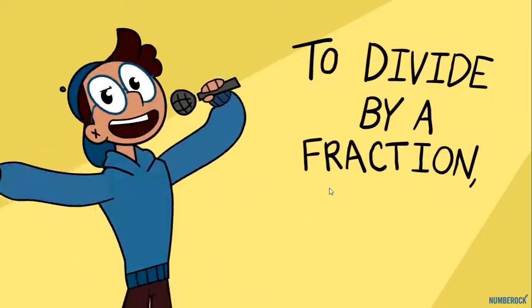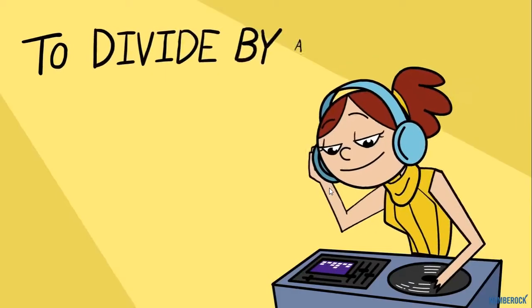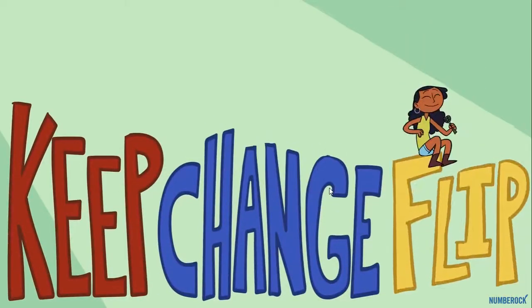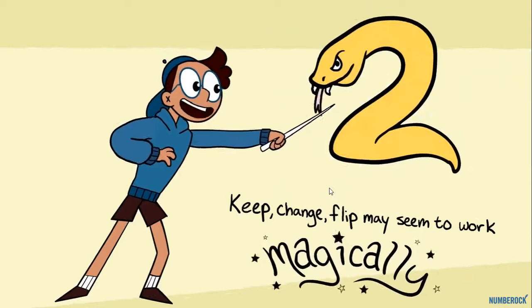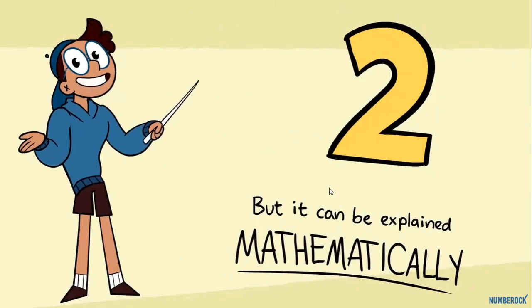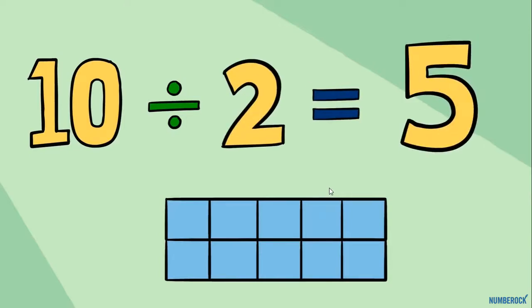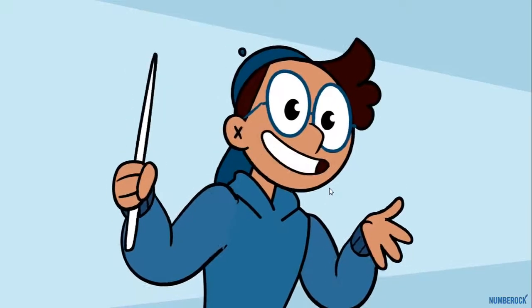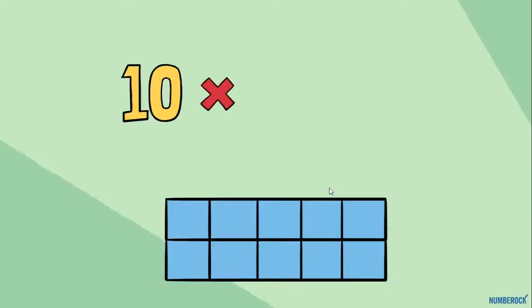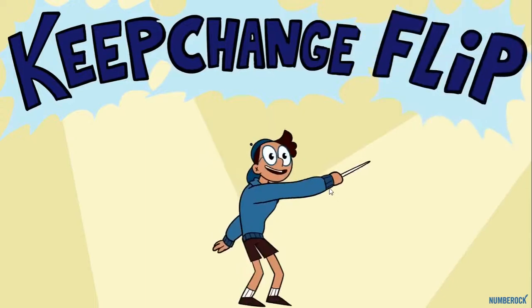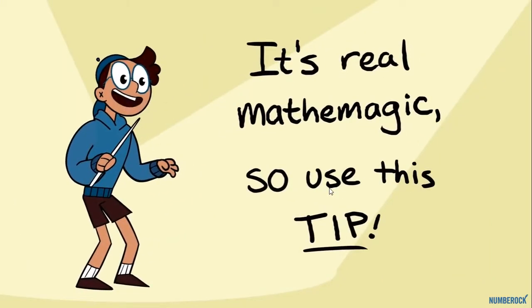To divide by a fraction, here's a tip. Keep, change, flip. Keep, change, flip may seem to work magically, but it can be explained mathematically. With the number 10, we can divide by 2, and that will leave 5 in each group. Or we can find that 5 through a different path by multiplying 10 by 2 flipped to 1/2. It's the trick that never fails, called keep, change, flip. It's real mathemagic, so use this tip.